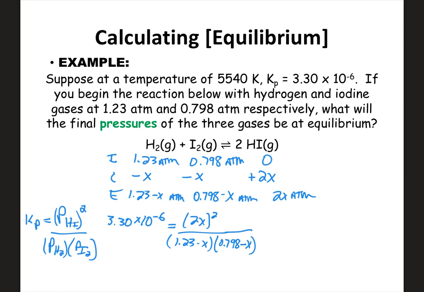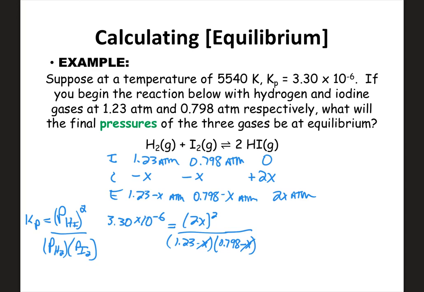Now if you pay attention here, this is something that's not just going to be told to you, you have to know and recognize. As soon as I see that this Kp is 10 to the minus 6, lower than 10 to the minus 5 or lower, that means I can make this approximation. Both of these x's that are subtracted here, we can assume they're negligible. That makes the math much easier. On the bottom, it's just 1.23 times 0.798.